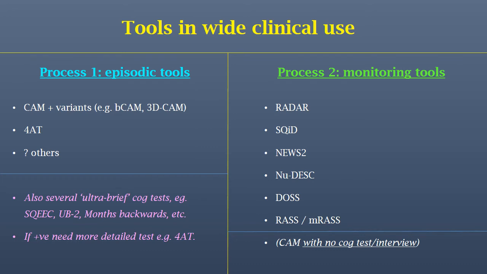I'd also like to mention at this stage that ultra brief cognitive tests have emerged. Some of these are based on interview questions like the SQeAK, or cognitive tests like the UB2, individual cognitive tests like months backwards. And these are kind of episodic because they can't be repeated 3 times a day, as I say, because of burden on the patients, but they could be used as an episodic test, which if positive then leads to a more detailed test.